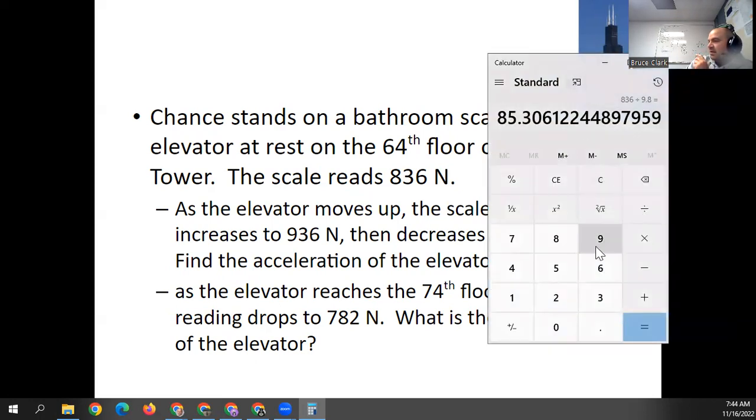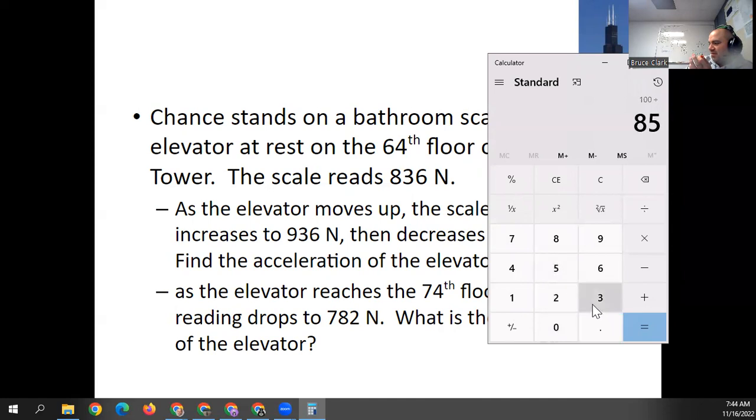I'm going to take the increase in force, which is 100, correct? 936 minus 836, that should be pretty straightforward. So 100 divided by 85.3. So the acceleration he experiences is 1.2 meters per second squared.